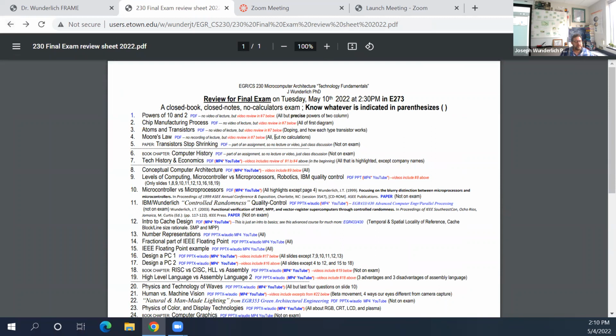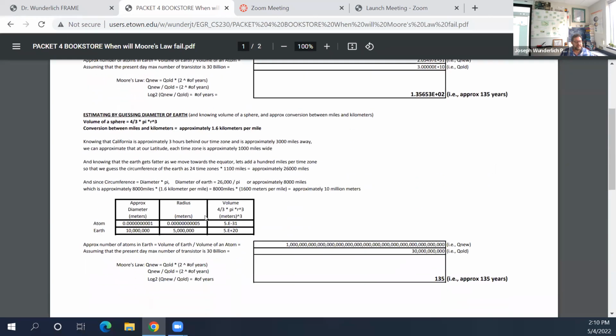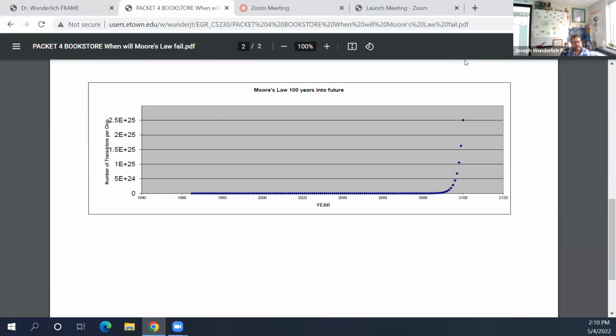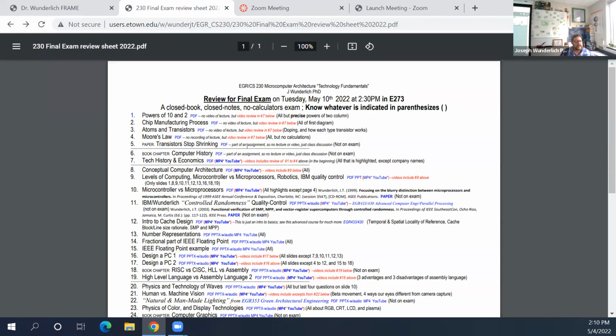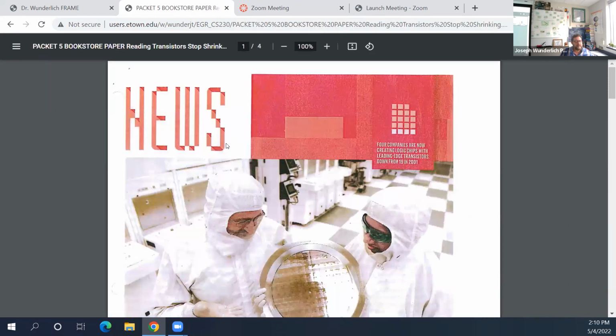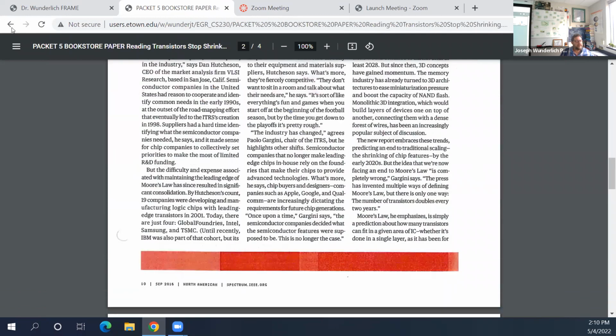Next is Moore's law, all but no calculations. You don't have to do the calculations here, but you should understand that anything that looks like that just can't hold. It's just not feasible to hold over time. Transistors stop shrinking is not on the exam, so you don't have to know that. I just showed real quick here something that had to do with 3D and things changing over time, but that's not on the exam.